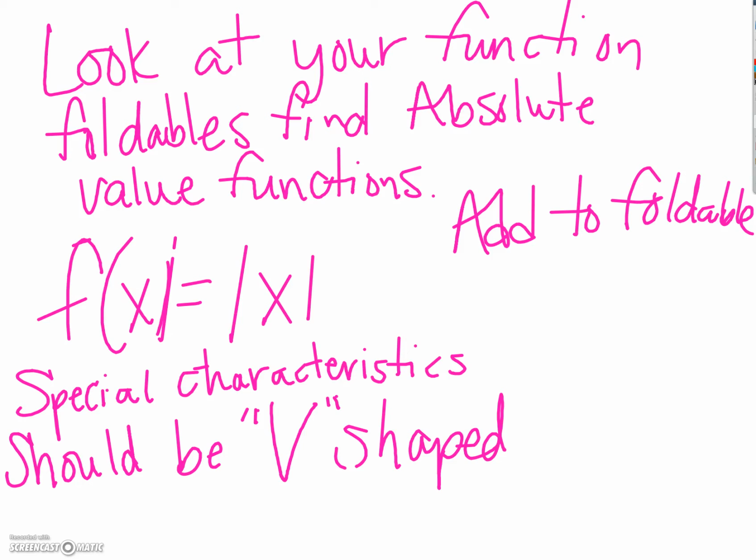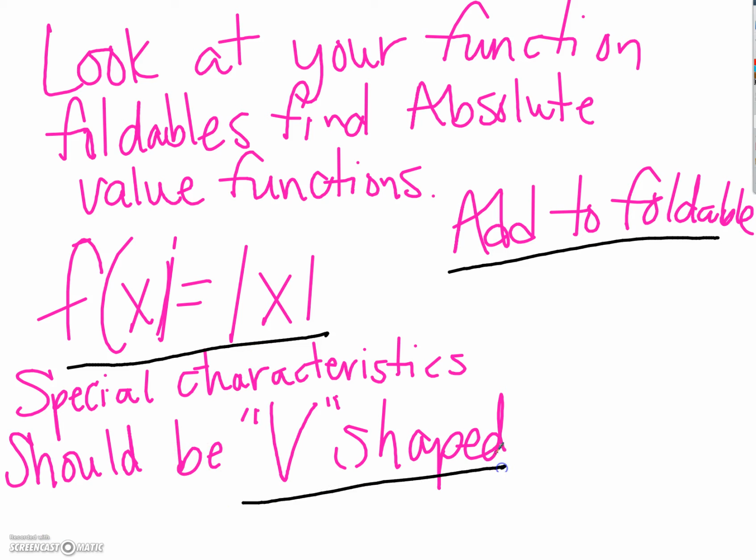So I'm going to give you a quick little introduction to functions for absolute value. You will want to look at your foldable that has the parent functions on it. We never got to absolute value, so if you'll get to the flap that looks like this, which means the function of x equals the absolute value of x. On the inside flap, you're going to want to write the special characteristics for an absolute value function: it should be V-shaped. So when you graph it, it should look something like this.